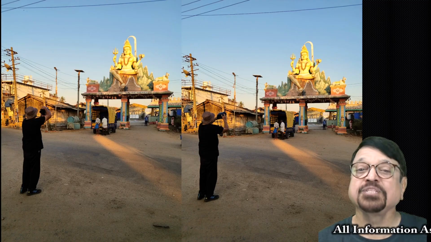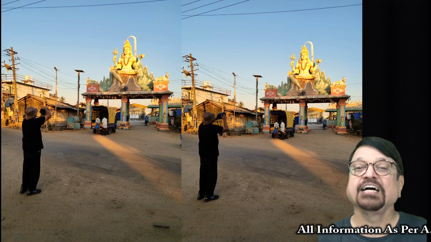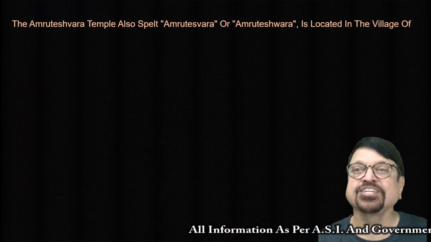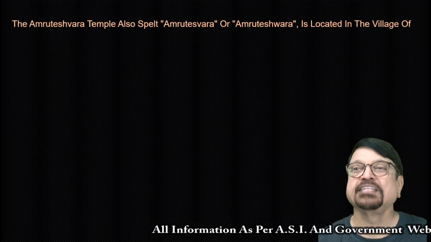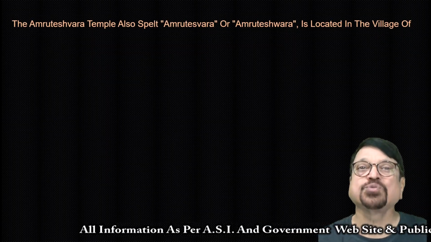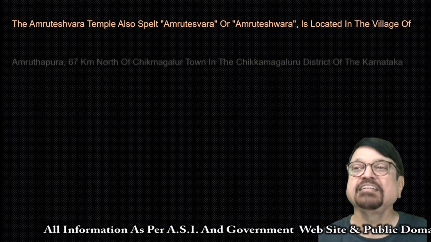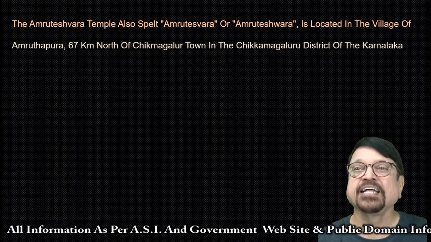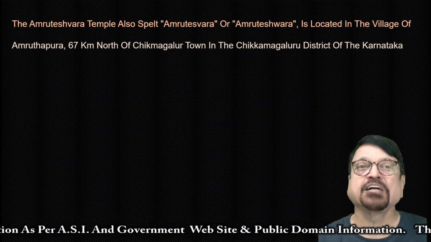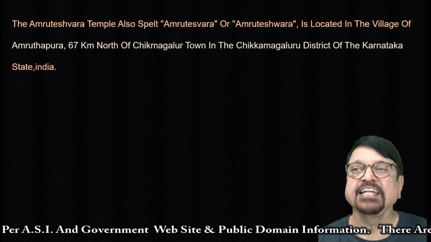This is the entrance of the village which we are entering now. After this, you have to take a right turn and go to the temple. The Amruteshwar temple, also called Amruteshwara, is located in the village Amrutapura, 67 kilometers from Chikmagaluru town in Chikmagaluru district of Karnataka.